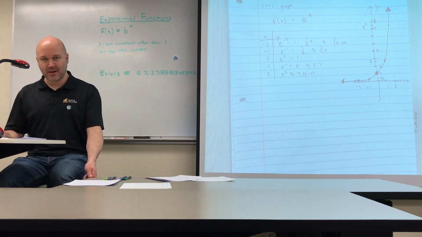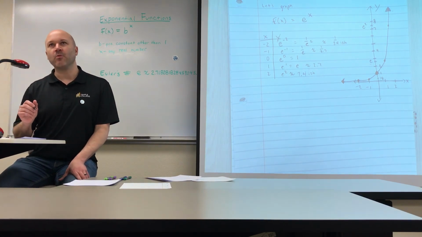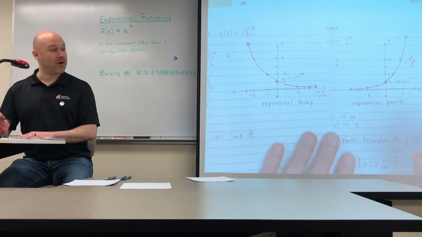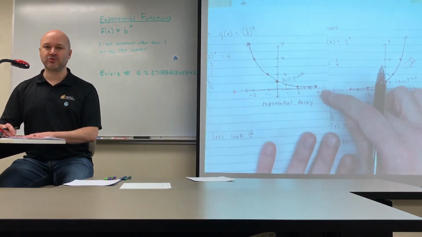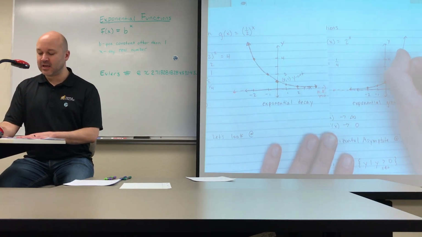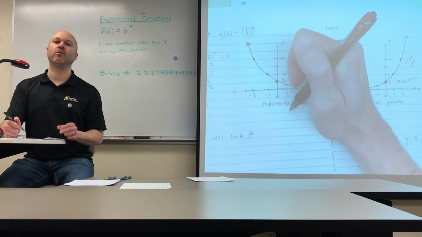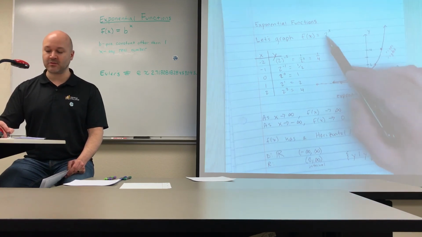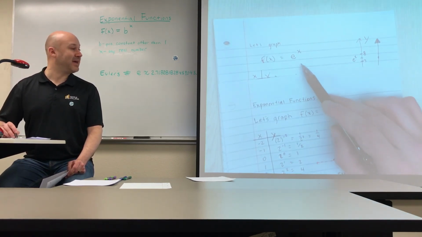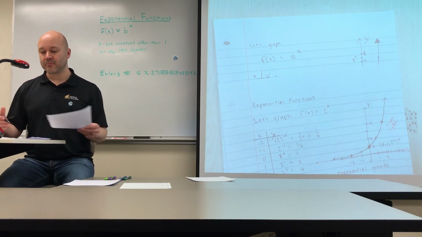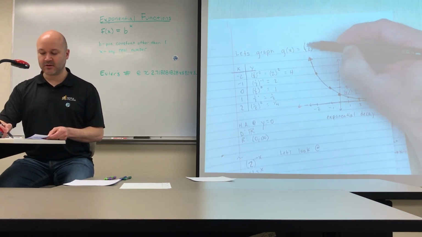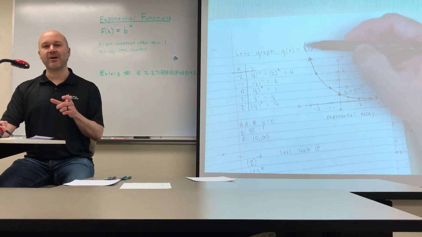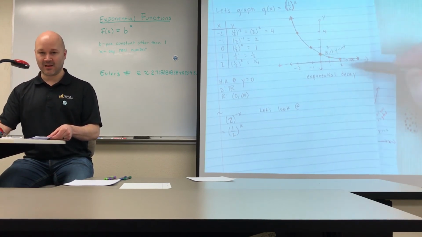Some things to notice before I let you go is that magic sweet spot from making it go from exponential growth to exponential decay. That sweet spot is the base of 1. Any number bigger than 1, so E is about 2.7, 2 is bigger than 1, these bases are bigger than 1, so they show growth. Any value less than 1, so 5/6, 7/11, 1/2, values less than 1 will show decay.